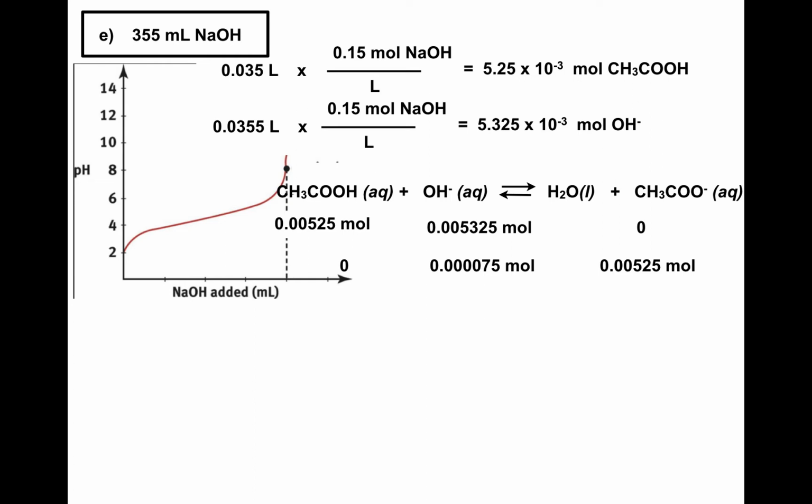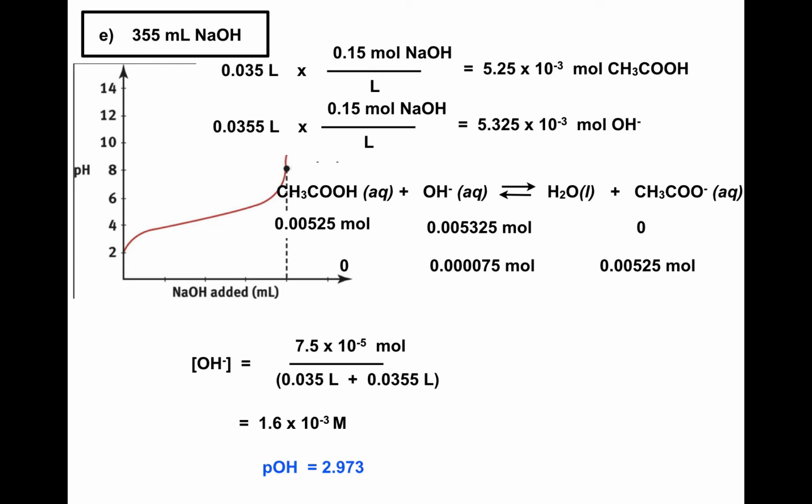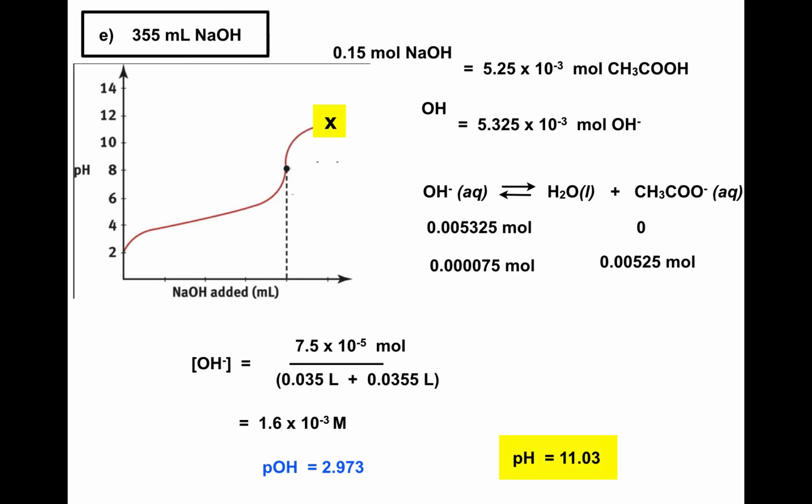So it's moles of hydroxide. What you need to do is get the total volume, divide the total volume in liters into moles to get the concentration of the hydroxide. Take the negative log and get the pOH, subtract from 14 and get the pH. And again, we get a big jump right past the equivalence point because there's no more acid in there to eat up the hydroxide.